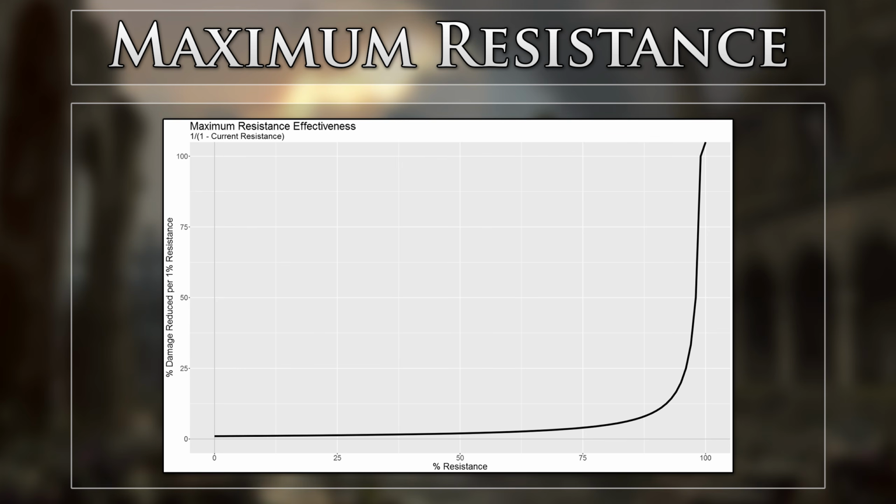If we extrapolate this all the way up to 99% fire resistance, we can see that we reduce damage taken by 100% with one more percentage point to maximum fire resistance. From this, we can conclude that each point of maximum fire resistance gained is very powerful and becomes more and more efficient as you gain more. So be on the lookout to get maximum resistance whenever possible.